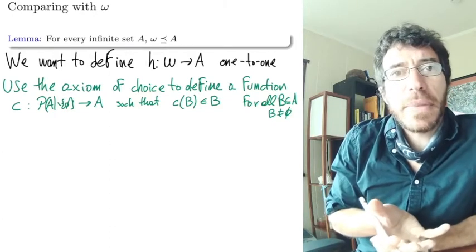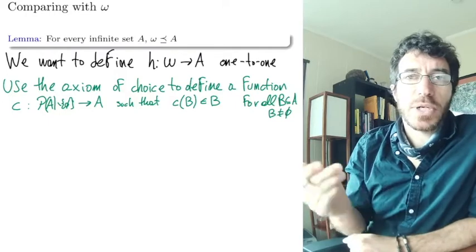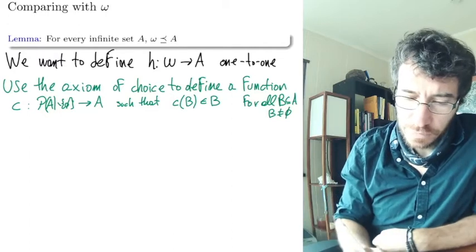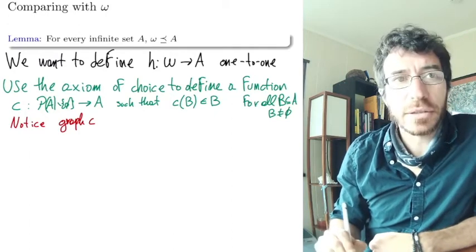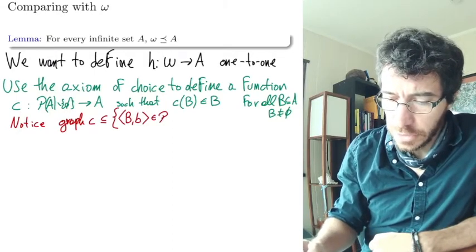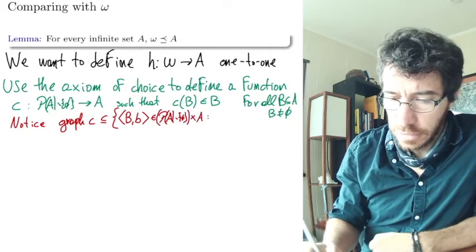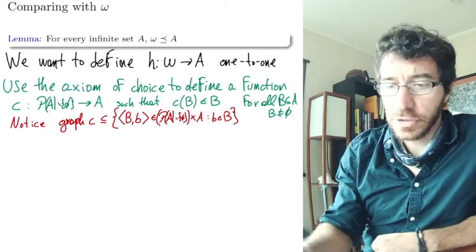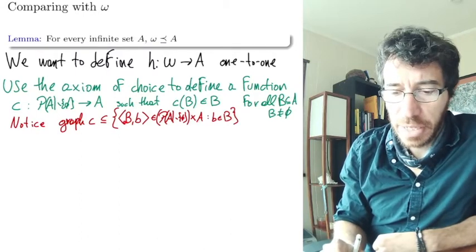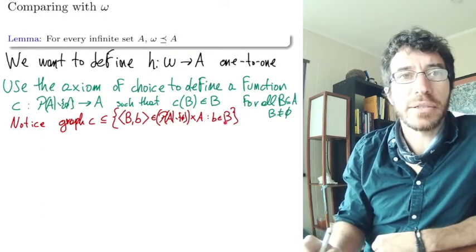So for every subset of A that is not empty, we can just choose an element of itself. We're assuming it's not empty, so we're just choosing an element of itself. If you want to say, how do we do this using the axiom of choice? So notice that a graph C is included in the set of pairs (B, b), which belong to the power set of A minus the empty set cross A, such that b belongs to B. Right, so this thing up here, it's a set of pairs. On the left we have subsets of A that are not empty, and on the right we have elements of A. And this is a set of all the pairs which satisfy that b belongs to B.